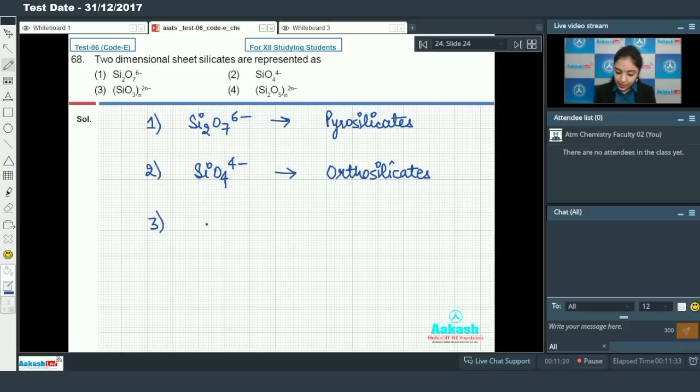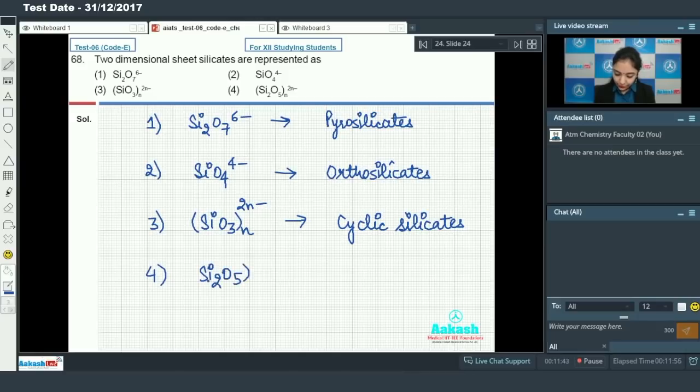And now you have SiO3 to the n, 2n negative, and it is the formula for cyclic silicates. And in the fourth option we have Si2O5 to the n, 2n negative. So it is the formula for sheet silicates. So our option number 4 will be the correct answer.